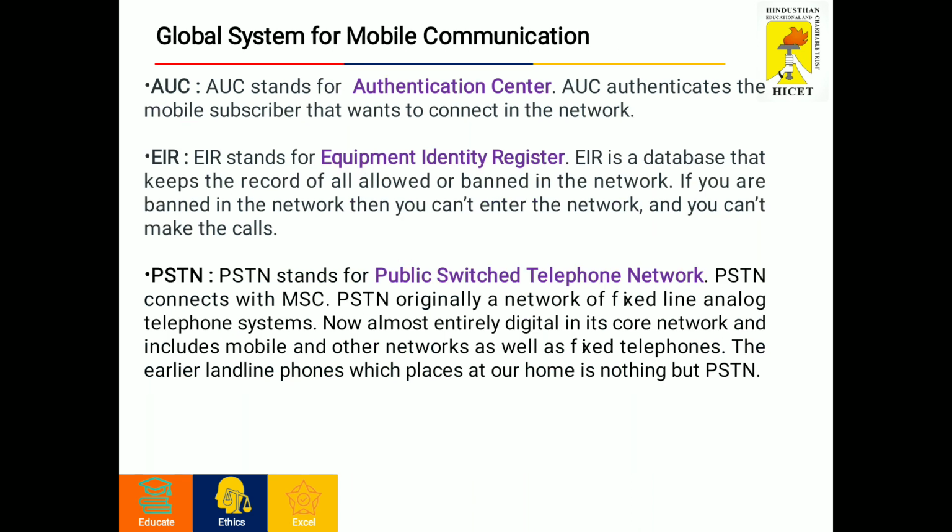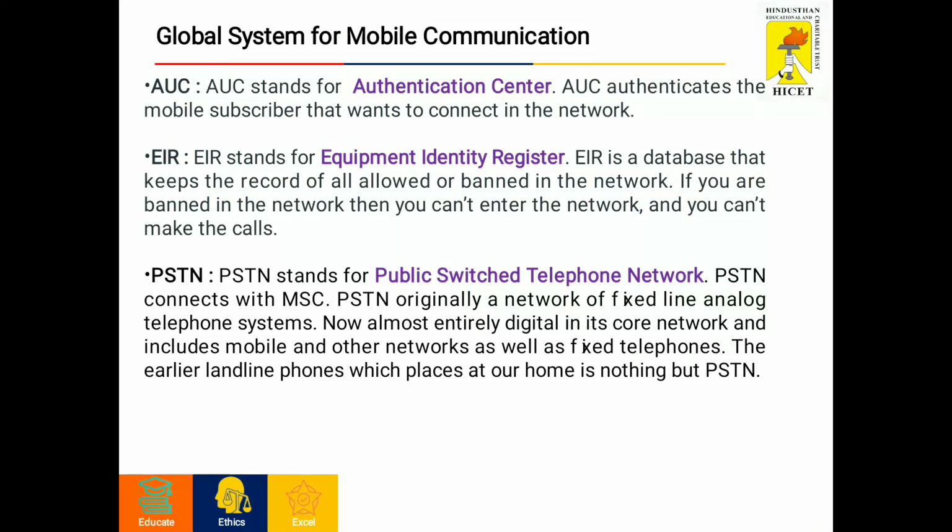Next we have the authentication center. It stands for authentication, whether the subscriber is authenticated to use the network or connected to the network. Then EIR stands for equipment identity register. It is a database that keeps a record of all the allowed or banned equipment in the network. So if you are banned in the network, then you can't enter the network and you can't make a call. So it is a very important register.